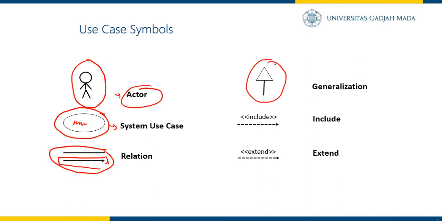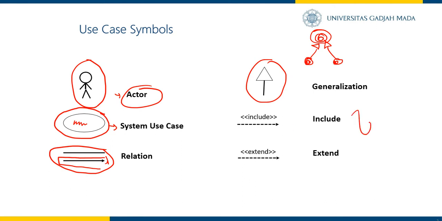Next, we also have the generalization. It's similar to the class diagram, which has generalization. So for example, we have a class here, and then a subclass here, or sub activities here, and they can be generalized as these parent activities.